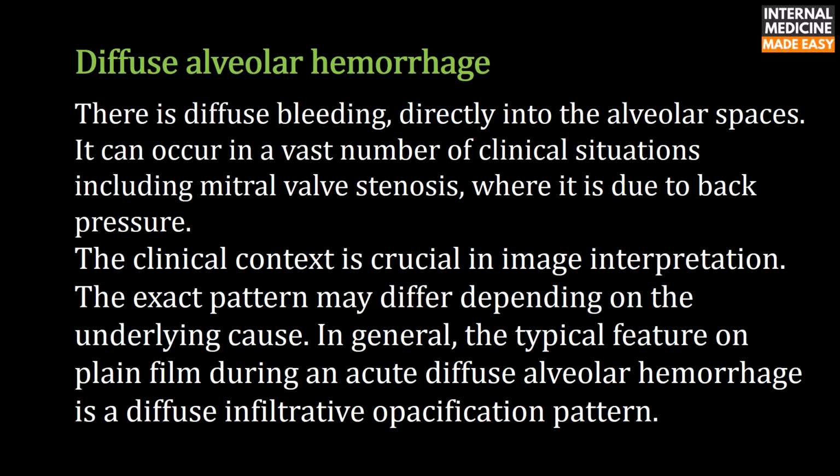In diffuse alveolar hemorrhage, there is diffuse bleeding directly into the alveolar spaces. It can occur in a vast number of clinical situations, including mitral valve stenosis, where it is due to back pressure. The clinical context is crucial in image interpretation. The exact pattern may differ depending on the underlying cause. In general, the typical feature on plain film during an acute diffuse alveolar hemorrhage is a diffuse infiltrative opacification pattern.